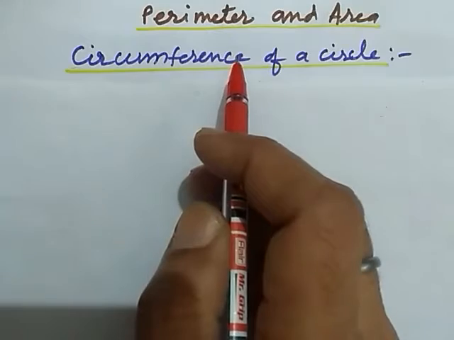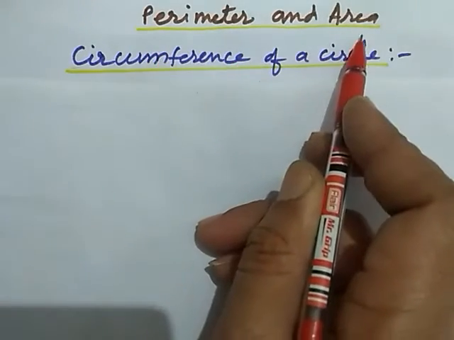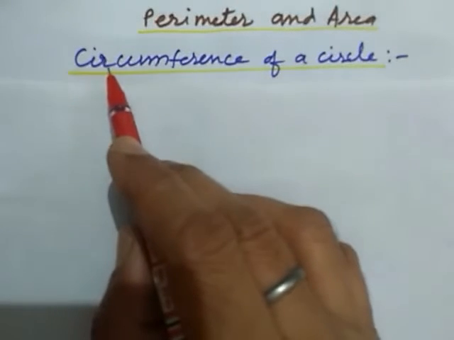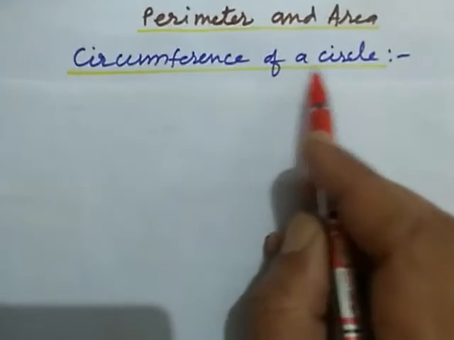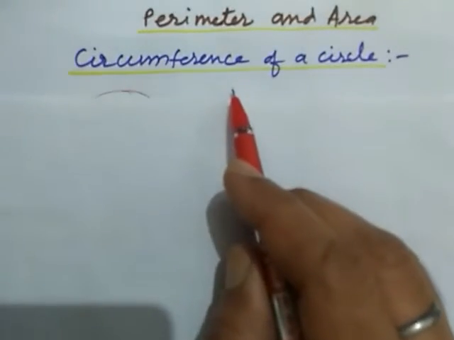Today we are continuing our chapter 11, perimeter and area. Now in this chapter we study about the circumference of a circle. Circumference of a circle.